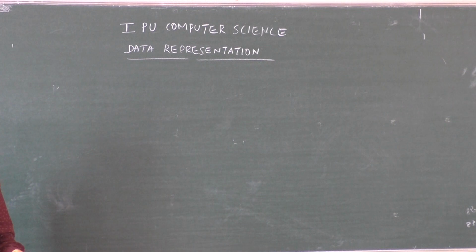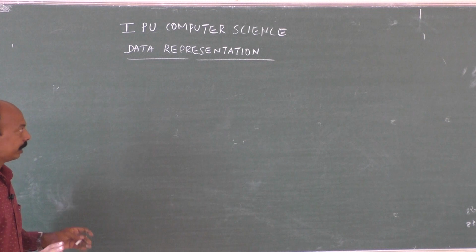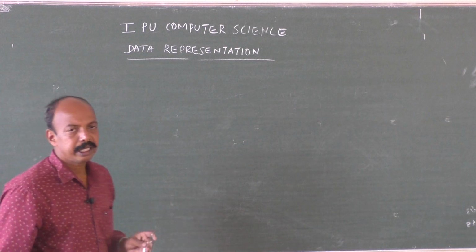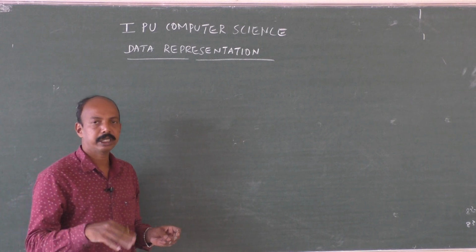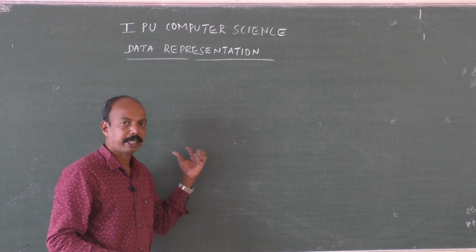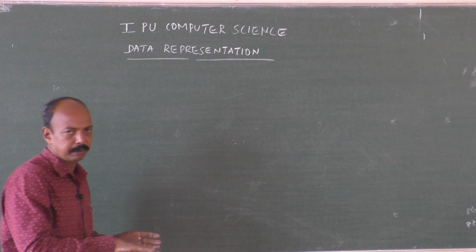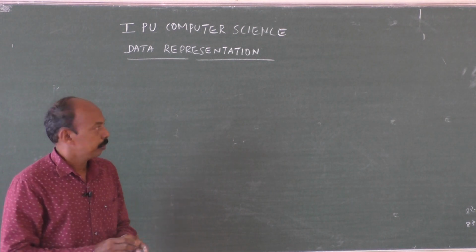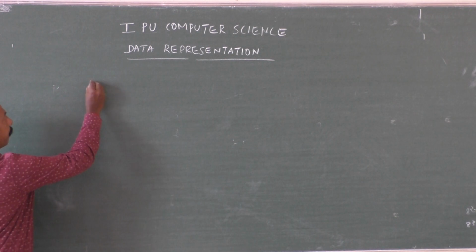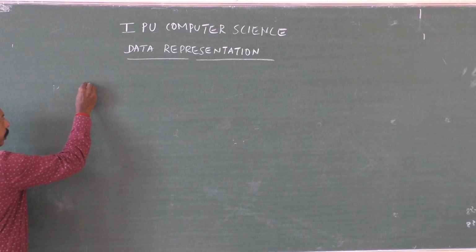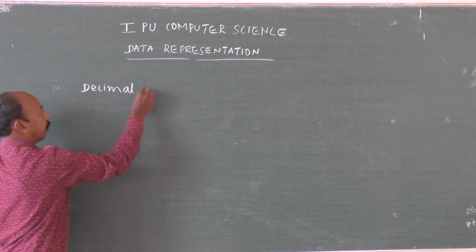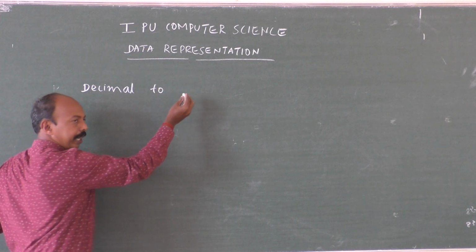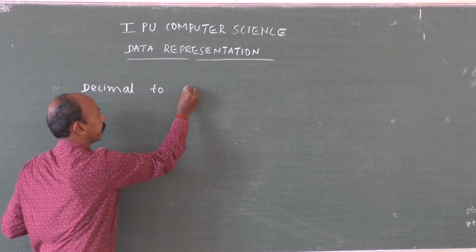Conversion of decimal fraction to binary we have seen. That type of problem comes only in decimal to binary. Fraction from any other number system to decimal we don't have. Only for binary and from decimal to binary we have. Moving further, decimal to binary we have seen. The next one is octal.